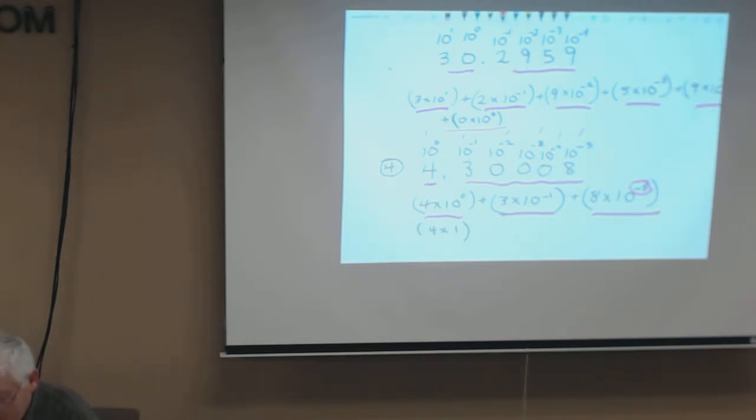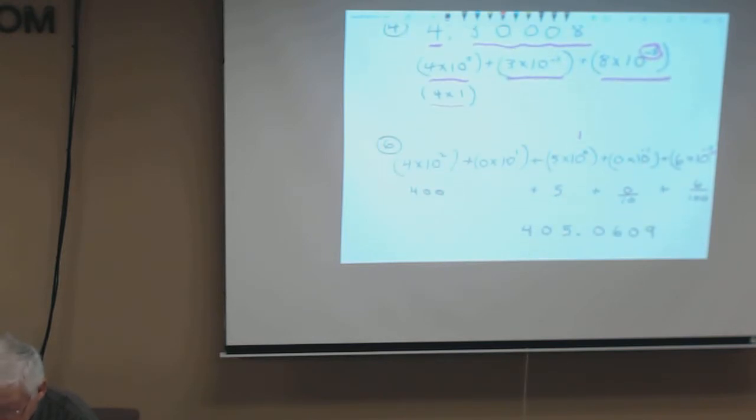So when I expand it, I go 4 times 10 to the 0, which is 4 times 1. If you saw that in the answer book, you would know that's the same as 4. 3 times 10 to the negative 1, plus, and see, I leave out all those zeros, 8 times 10 to the negative 5. So that's the way you'll see it in the answer book.